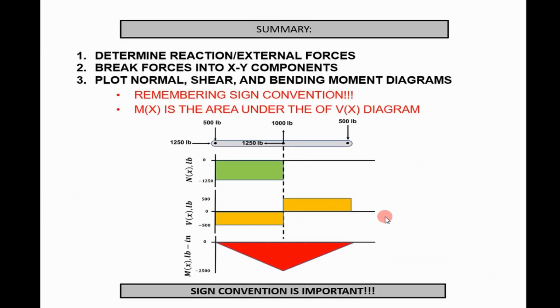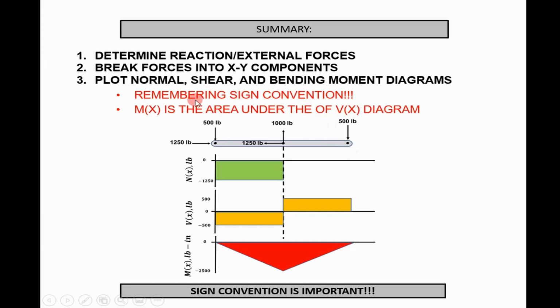So now the summary of this is we basically determine the reaction or the external forces. And we showed how to do that in the previous video. If you don't recall how to do that, go look at that. And then the next step when building shear, bending, and normal force diagrams is to break the forces into XY components. And that's what we did. We used two-force member geometry to convert our resultant forces into X and Y components, and some of them were already there in X and Y direction.